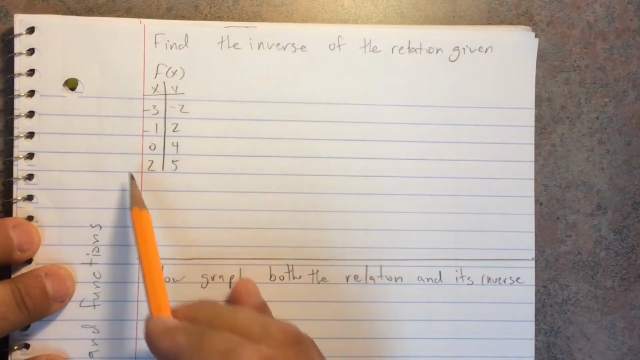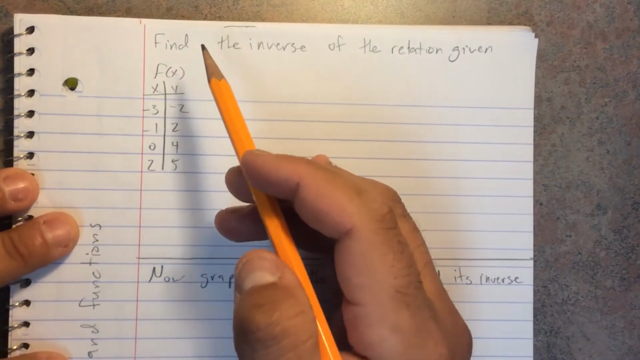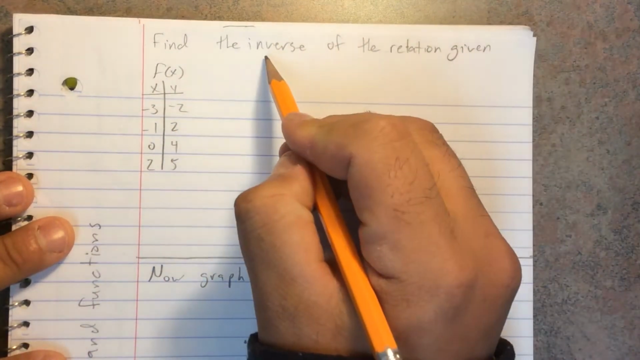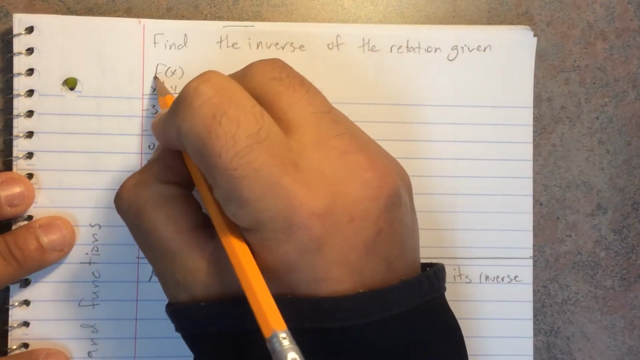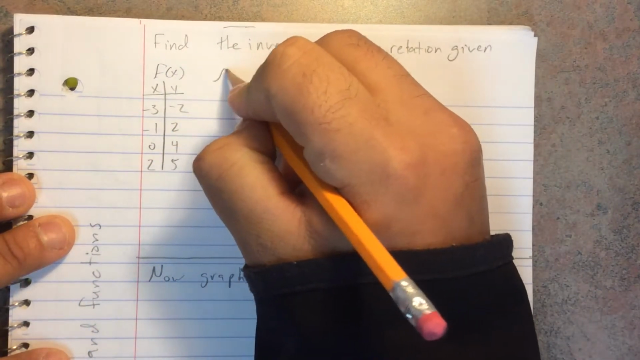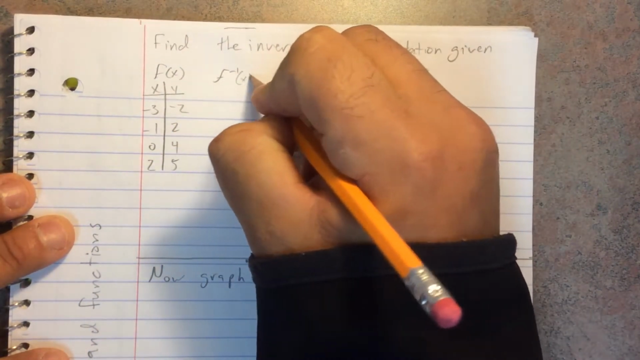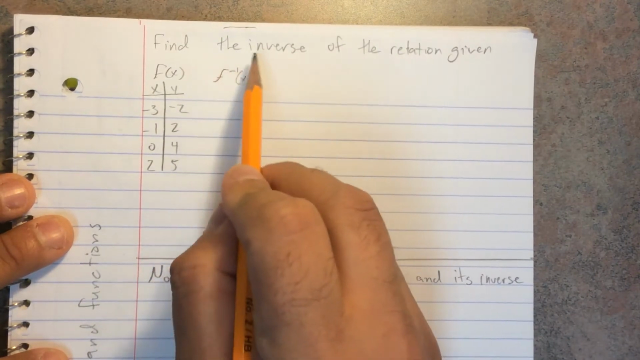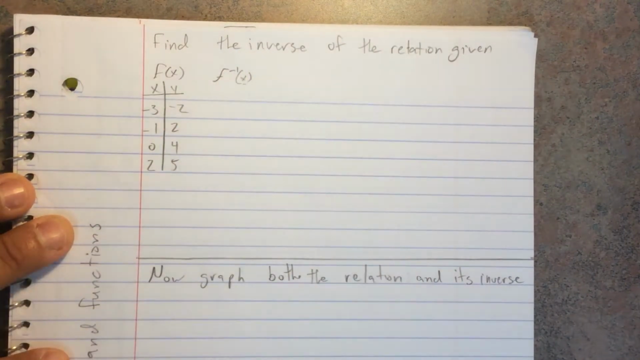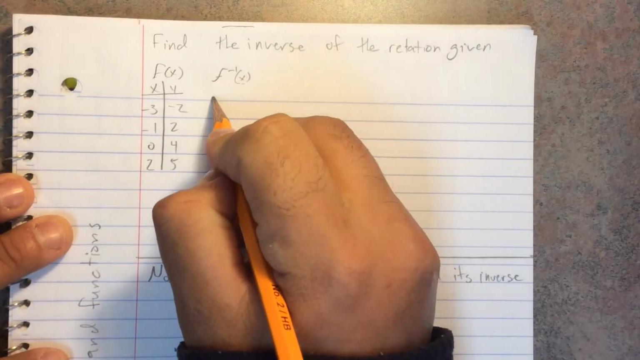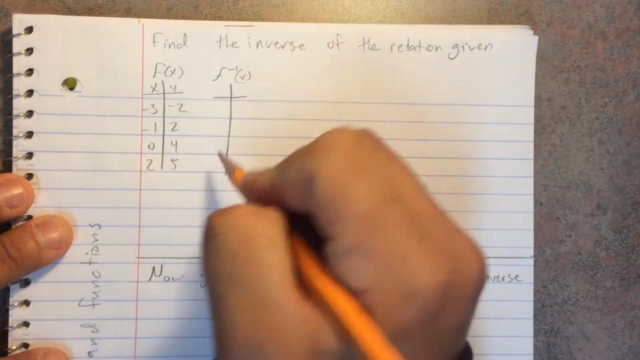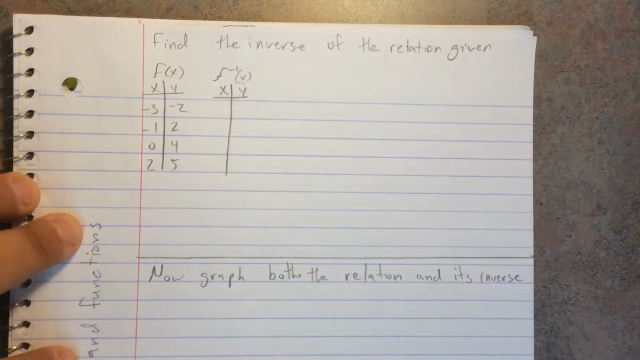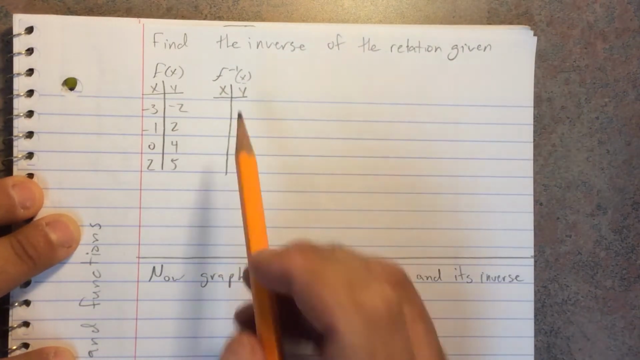So the relation we have here is our f of x. So we have to find the inverse of f of x. The way that looks is like this: we're taking f to the negative first power of x. So this is the way our inverse is going to look. We're going to look for another relationship, still of x and y.